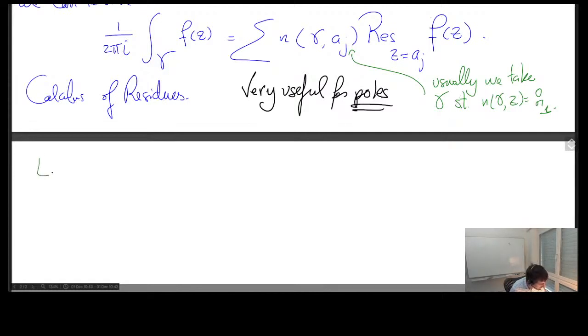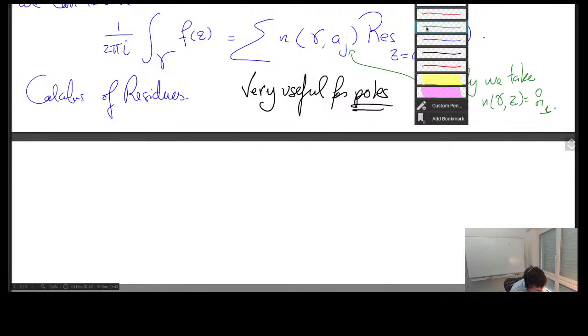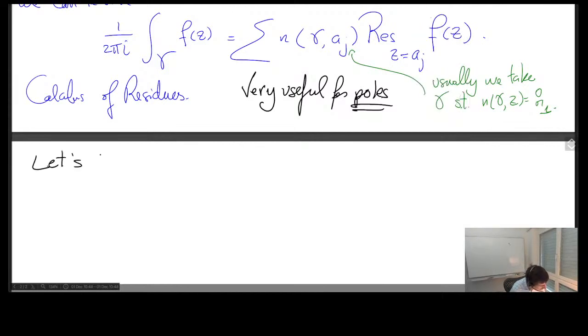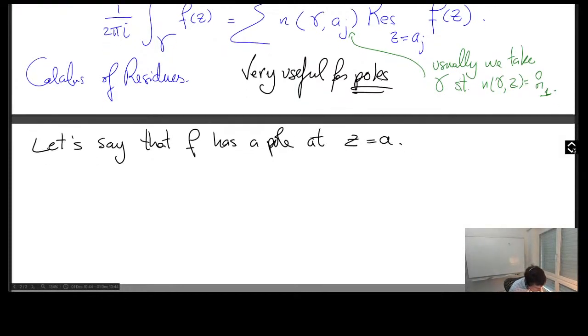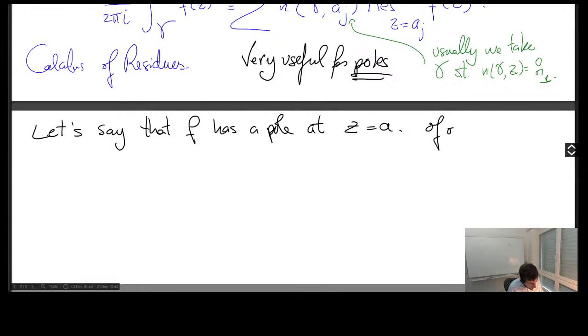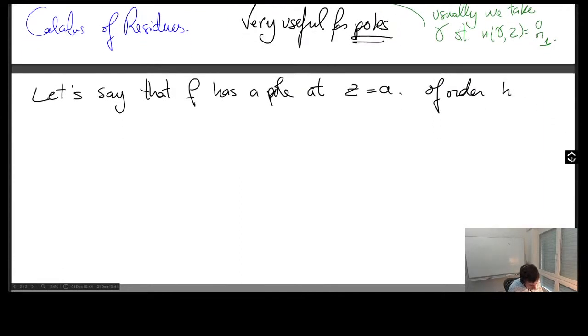So let me switch to something else. Let's say that f has a pole at z equals a, of order, let's say, h. Then what this means is that (z minus a)^h f(z) is analytic, right?